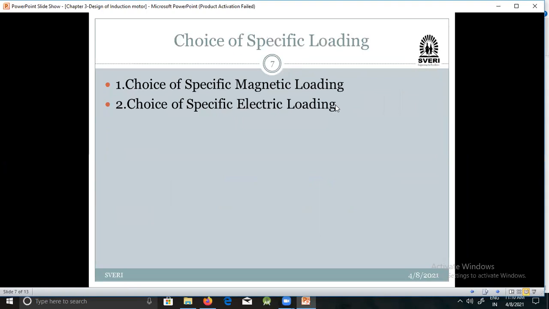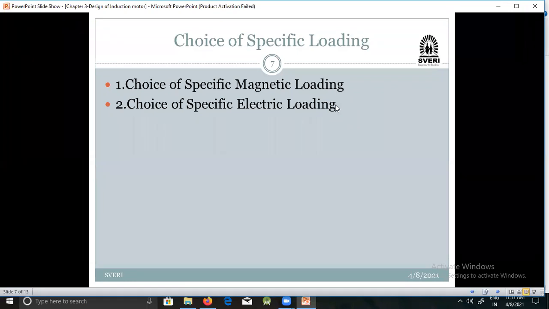In that, first is the choice of specific magnetic loading, and second is the choice of specific electrical loading. Okay, now see, I have already told you, whenever we study the choice of specific magnetic loading, we are concerned with how much value of flux density we have to choose so that it does not affect the different parameters.